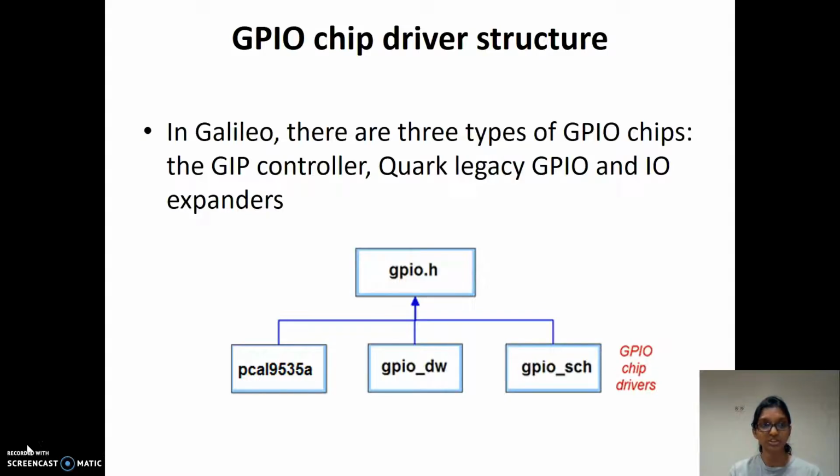Since there are various Gpio chips in the Galileo board, the Gpio.h file defines a set of function pointers to access the internal operations of the driver.